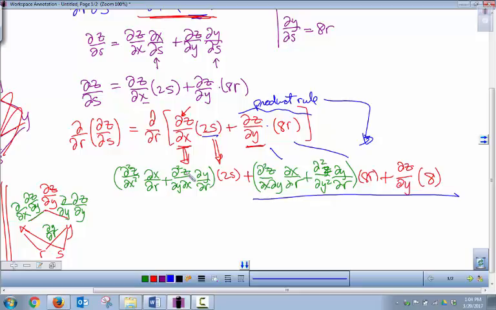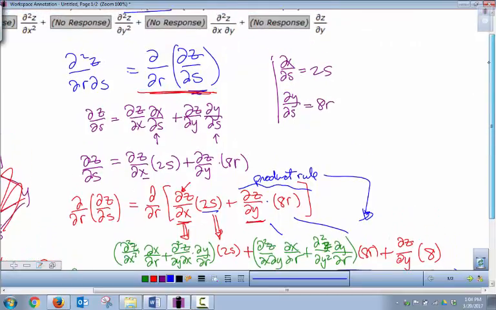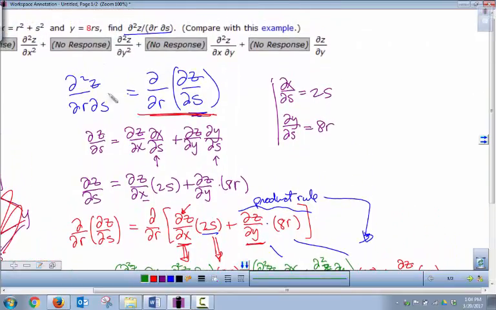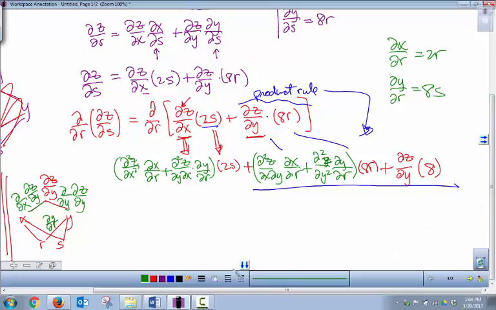So we have dx dr, dx ds. x is a function of r, so dx dr is equal to 2r, and then I don't know if we need this, but dy dr is equal to 8s. So we can fill in some of those blanks.